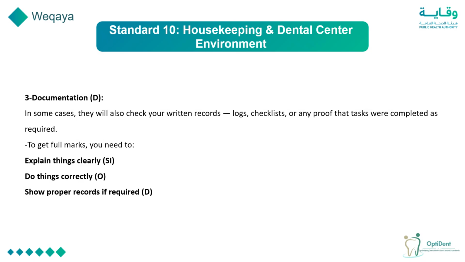Third method is documentation, where the written logs and records are checked. Like the auditor might ask you about the infection control program or the policies and procedures or whatever the document or checklist. So you have to provide it. Most of the Optident standards are assessed through observation and staff interview. So your daily practice and ability to explain them clearly are very important and essential for scoring full marks.